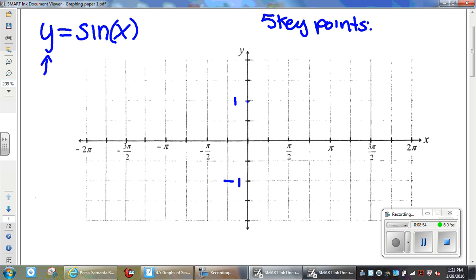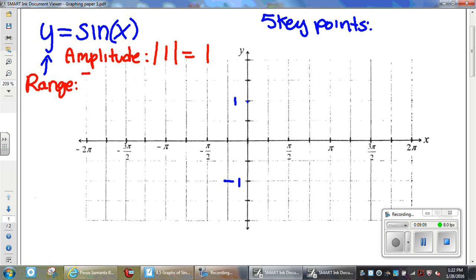Well, first of all, the amplitude is equal to the absolute value of 1, so it's just 1. So that means that the range will be from -1 to 1, including those 2 numbers, so that's why I use brackets. And so you could tell that the maximum y value will be 1, and the minimum y value will be -1, okay? Now the 5 key points are going to be in this way. So we have x1 will be 0.